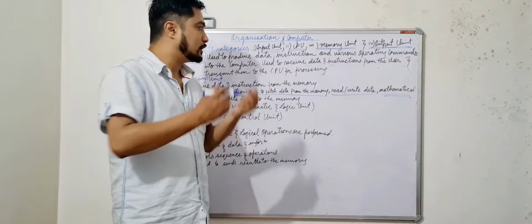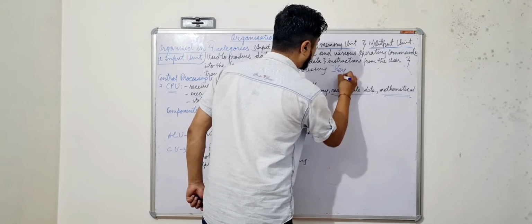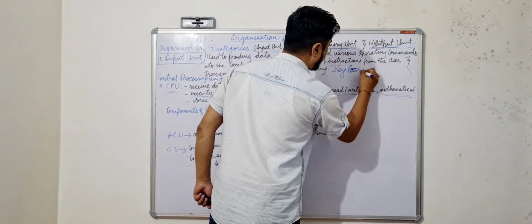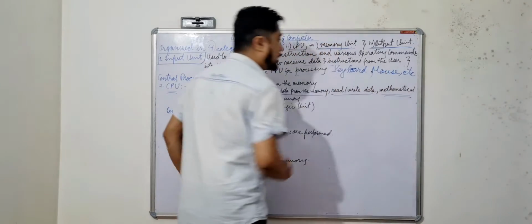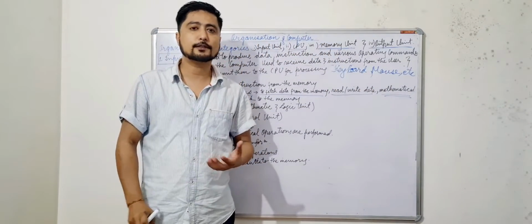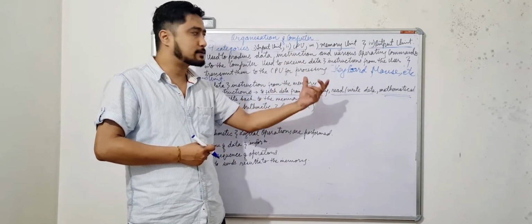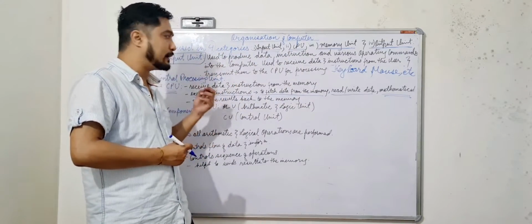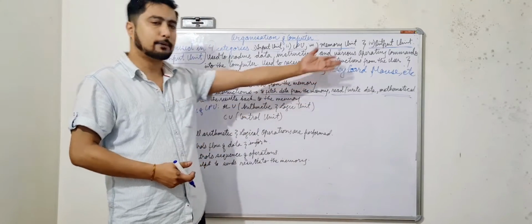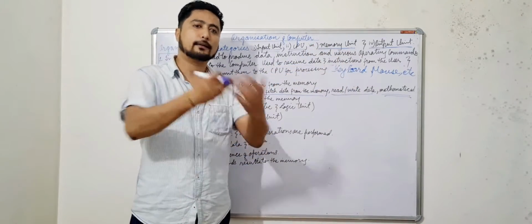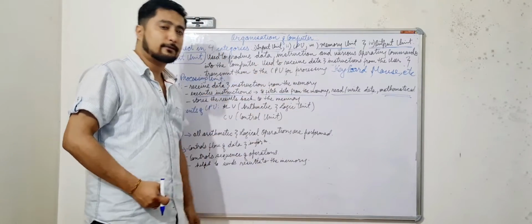So what does this mean? So this input device, so what are the input devices? Suppose for example keyboard, mouse, etc. are the input devices. With the help of which the user provides the data and instructions to the memory, and that is transmitted to the CPU for further processing. So with the help of this input unit, we can provide the input and then it will be transmitted to the CPU for further processing.